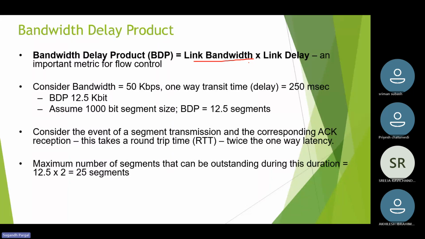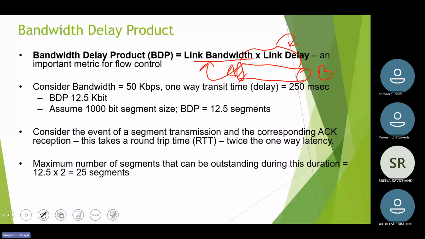That means if we represent it in the cross-sectional area, so for example, this is host A and this is host B, and A wants to communicate with B through a pipe. So this cross-sectional area will be the link bandwidth, that is how much input it can give, and the total time taken over this route is the link delay. In this manner, we compute the bandwidth delay product, which is the link bandwidth into link delay, which is an important metric for the flow control. That means how much maximum data or flow is possible when A wants to communicate with B.